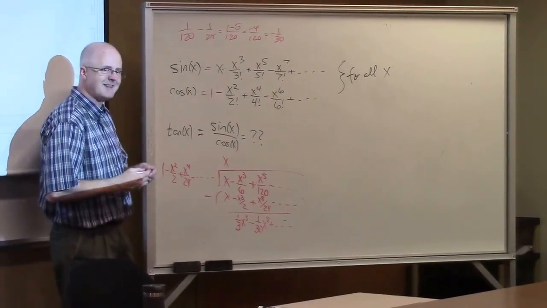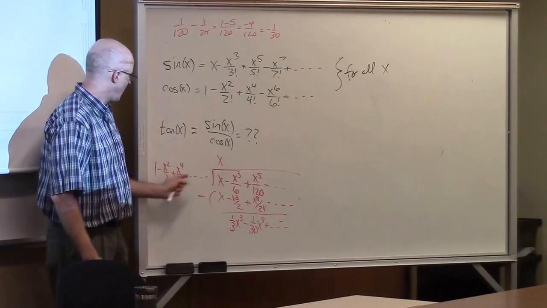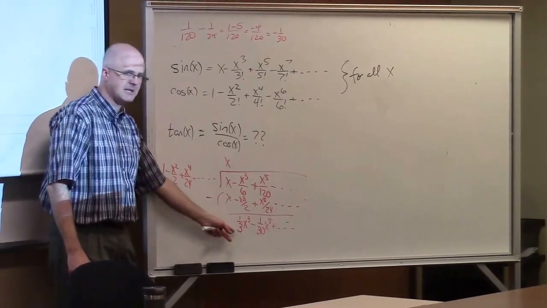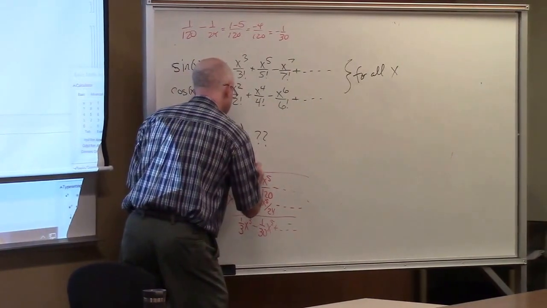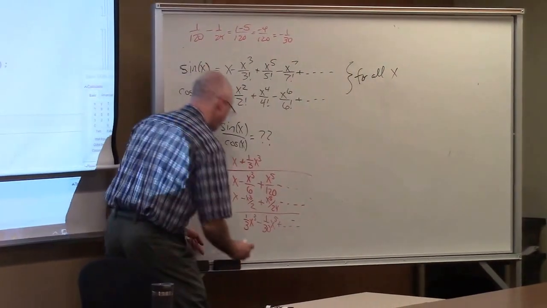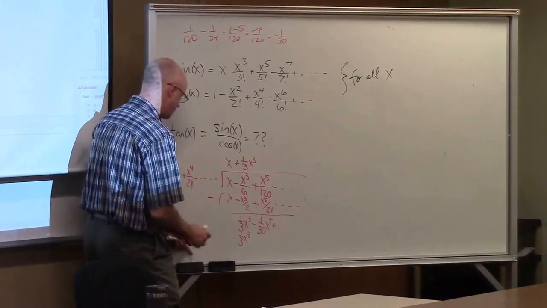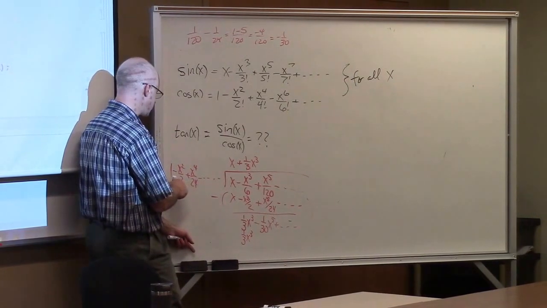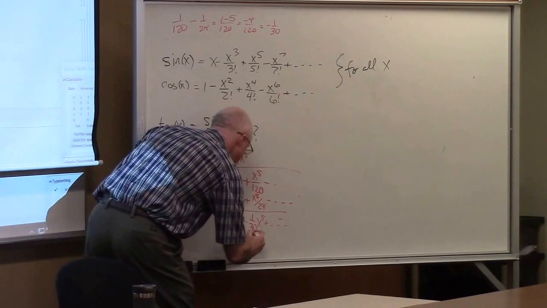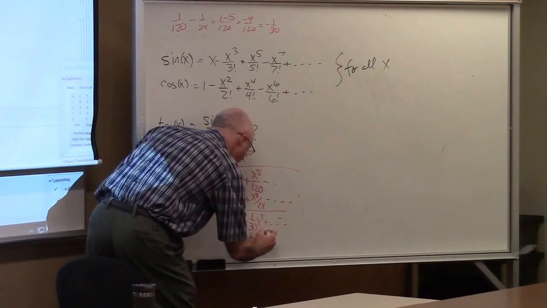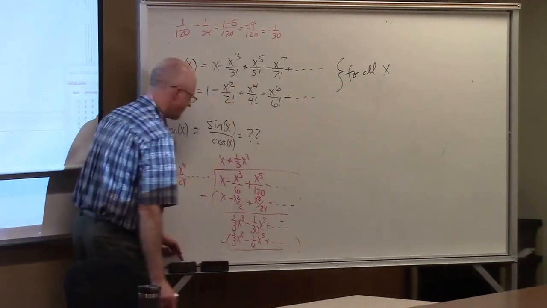All right, not done. We found the first non-zero term. We're going to find 2 more. What do I need to multiply 1 by to get 1/3 x cubed? I need to multiply it by 1/3 x cubed. That's the next non-zero term. 1/3 x cubed times 1 is 1/3 x cubed. 1/3 x cubed times negative x squared over 2 is negative 1/6 x to the 5th. And I won't bother going further. Subtract.